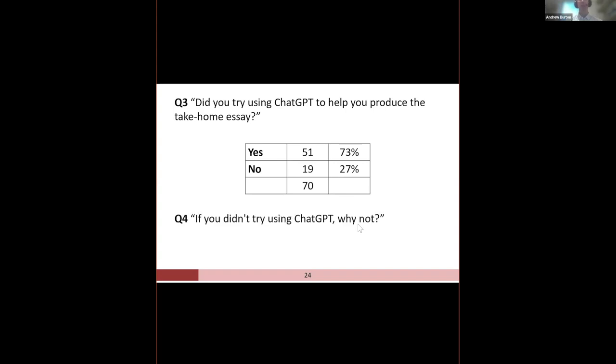I then asked students, did you try using ChatGPT to help you produce the take-home essay? Now, maybe some would assume that they would all try, but shockingly, perhaps, a little over a quarter said, no, we did not use ChatGPT. And I then asked those students, well, why not? And their answer was, we just didn't feel it could help us. And I think that, frankly, is a very fair response. I think ChatGPT's ability to help with this kind of task is very limited. And that's what those students found.